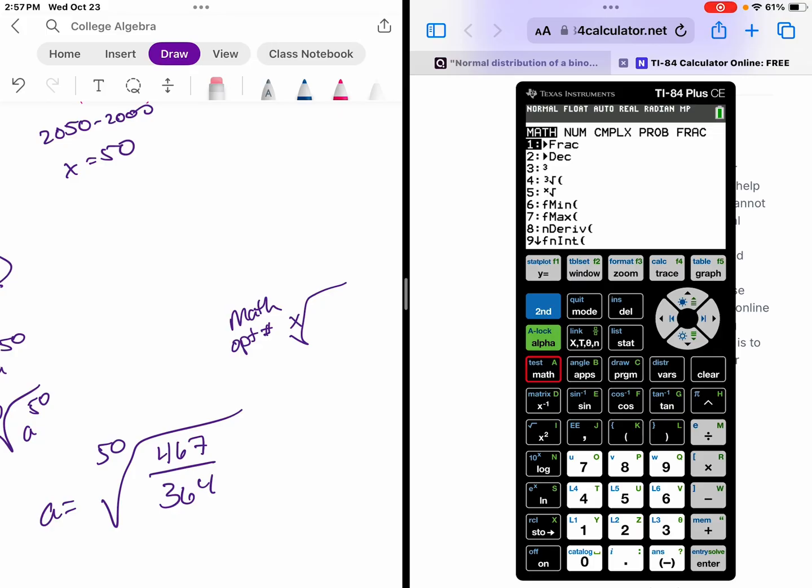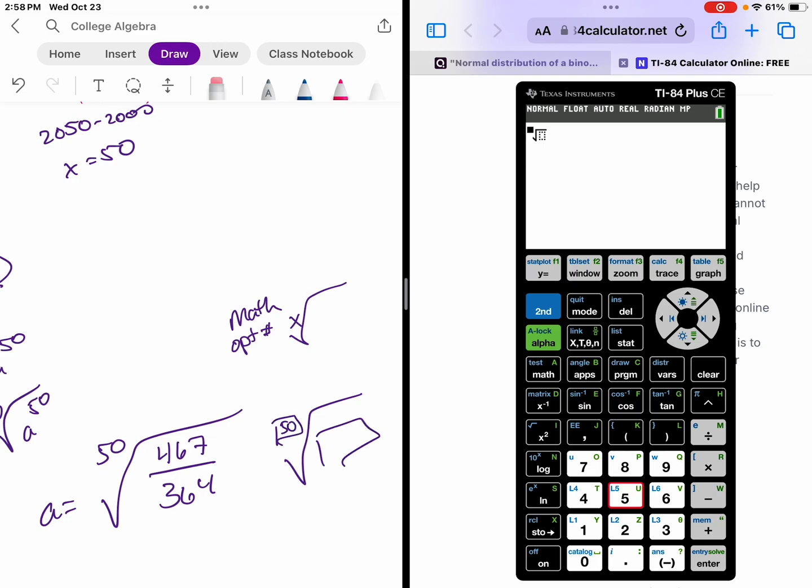Again, on a newer calculator, when I choose option 5, it's going to have a box for that root. So let's type in the box in this generic thing here. We're going to type in 50 for that first box, and then we're going to type in our fraction of 467 over 364. Now, don't divide that fraction out and put in some decimal. Leave it as a fraction. So we're going to type in 50, arrow into the root.